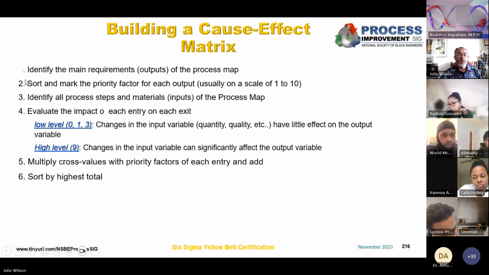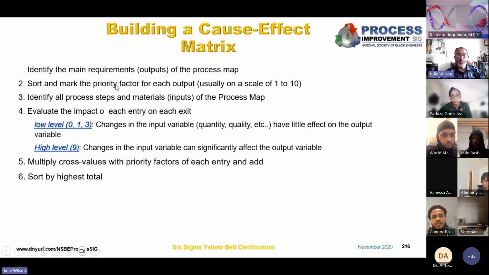So we'll identify the main requirements, the outputs of the process map. We'll sort and mark the priority factor for each output on a scale of 1 to 10. A couple of things to pay attention to in terms of this process, because it's an analytical exercise that uses numbers and calculations. When we think about the relative priorities of something, so how important is one thing to something else, we want to think of a scale of 1 to 10.